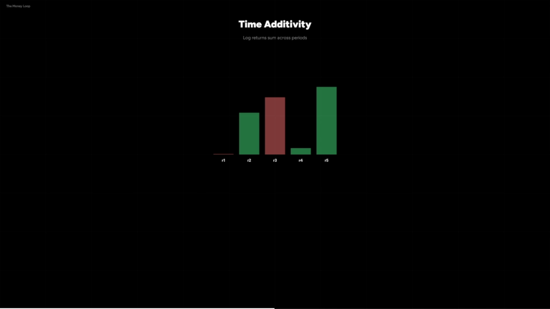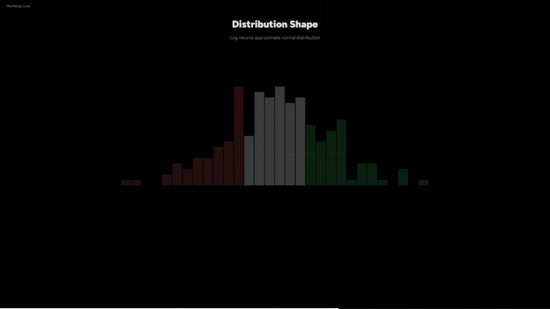This is where log returns come in. Log returns are defined as the natural logarithm of the ratio between consecutive prices. At first glance, this might seem like a small technical adjustment, but it fundamentally changes how the math behaves. The key advantage is that log returns are additive over time. That means if you sum log returns across multiple periods, you get the total return directly without needing to account for compounding in a complex way.